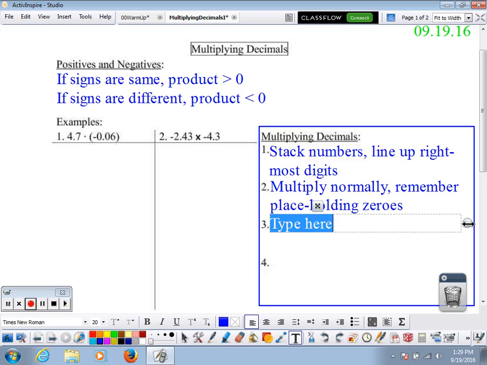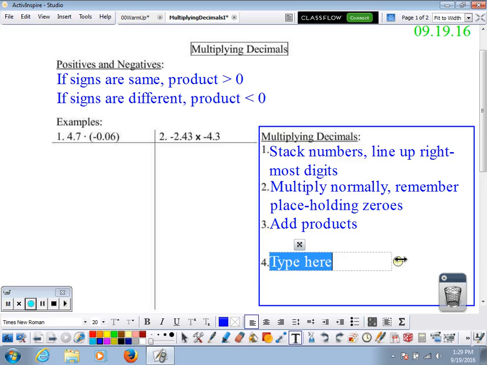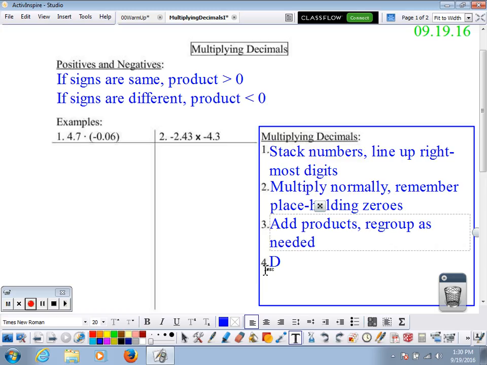Then what did we do? We multiplied the 3 by everything. We had the place-holding 0. We multiplied the 2 by everything. What came next, Mark? We added those products. Now, when we add those products, make sure that we are regrouping as we need to. You may not need to regroup at all. You may need to regroup a bunch of times. But regroup wherever you need to.